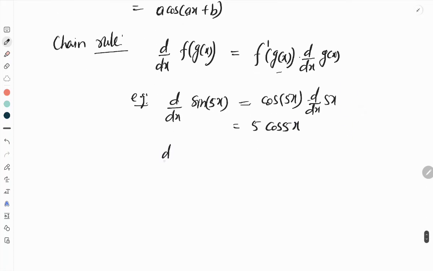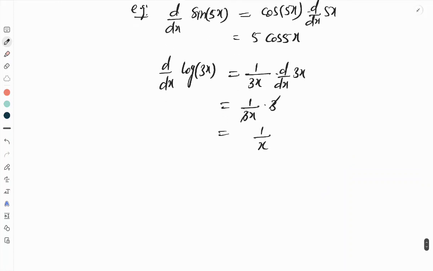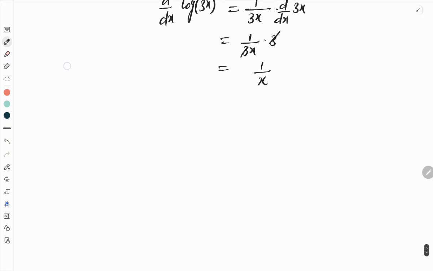Similarly, if I am writing dy/dx of log 3x, then you will say okay, it is working like log x, and log x derivative is 1 upon x, but it is not x, it is 1 upon 3x, and again dy/dx of 3x. So 1 upon 3x, and derivative of 3x will be 3, the 3 cancels outside, and you are getting 1 upon x. This is clear.